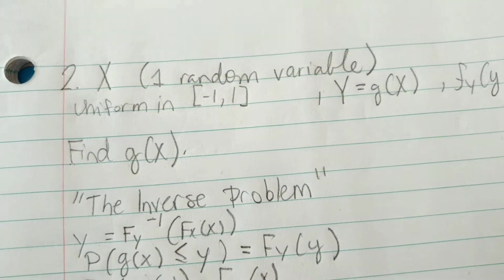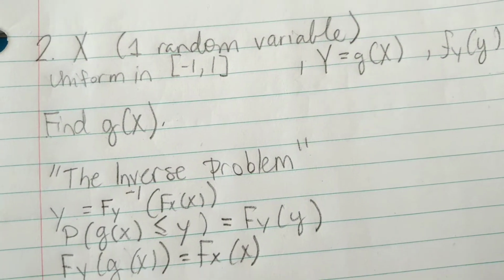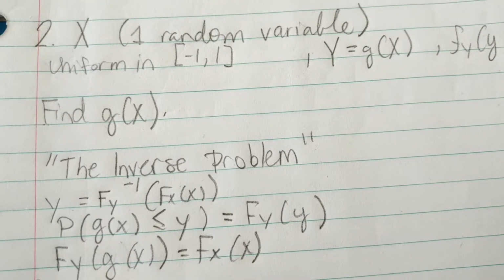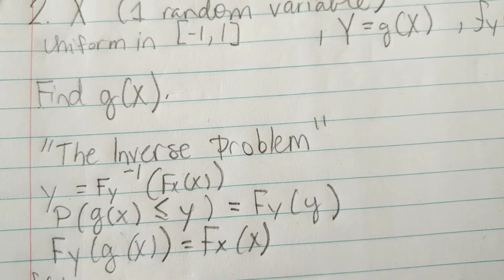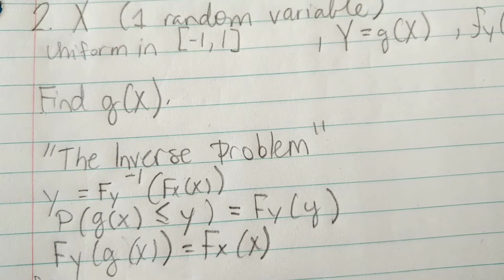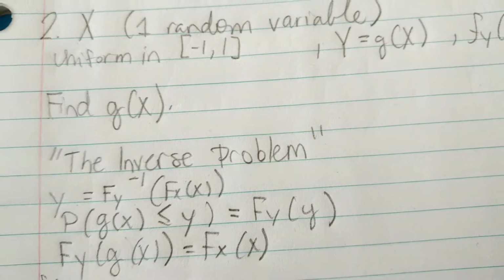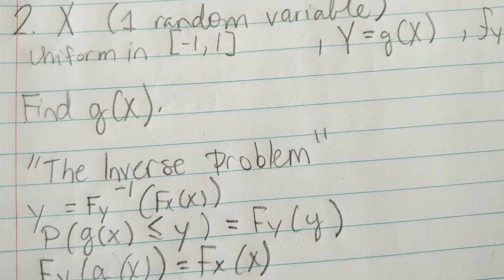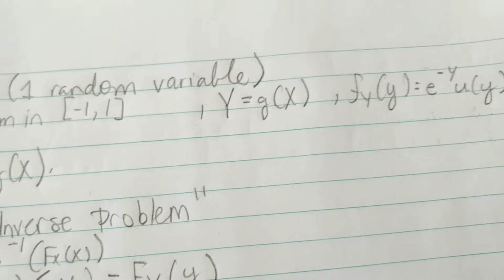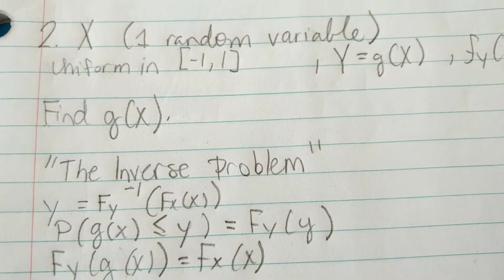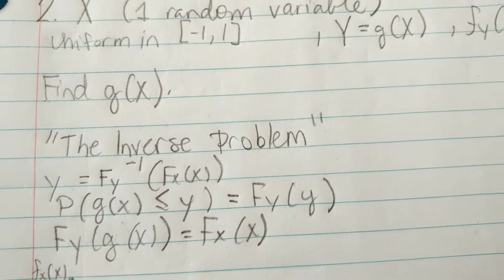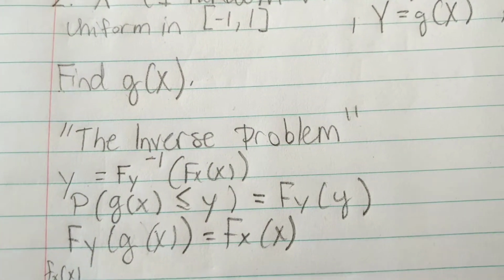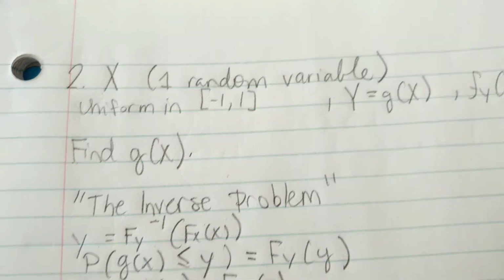So essentially this looks like an inverse problem, and so some theorems that we pull out of the inverse problem in the textbook is that the inverse of a distribution function is equal to y, which is kind of what we have since we have y is equal to g of x. We need to find g of x. And we're given a density function. And we're also given an x.